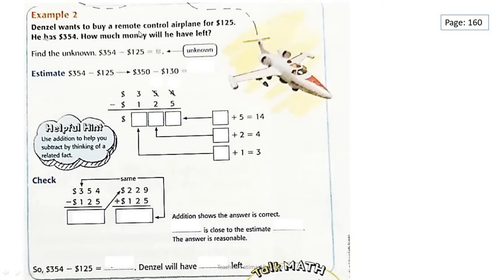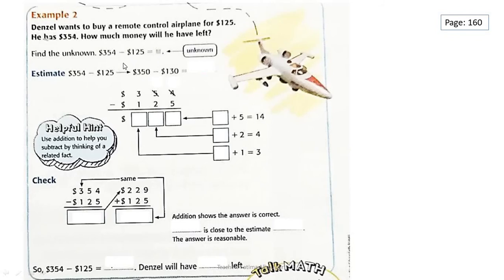Denzel wants to buy a remote control airplane for 125. He has 354. How much money will he have left? Again, how much money will he have left? So, we have to use subtraction to get the answer, or to get the unknown. 354 minus 125 equals the unknown.